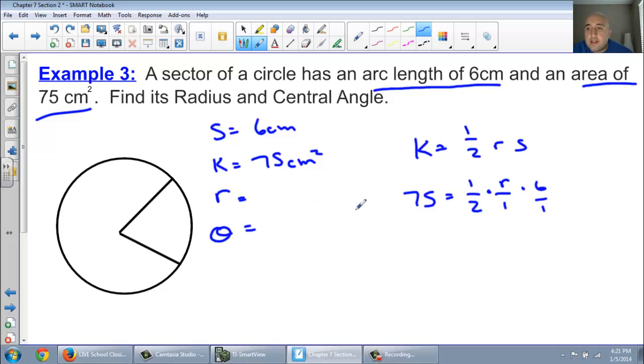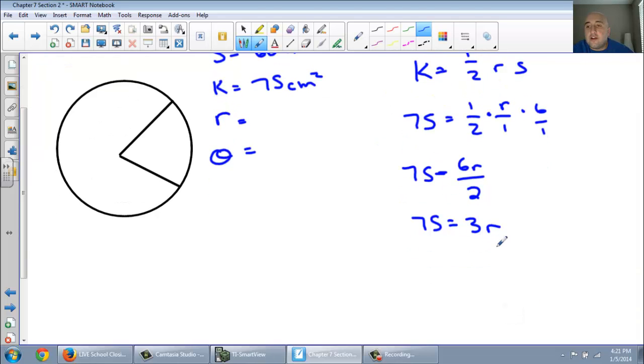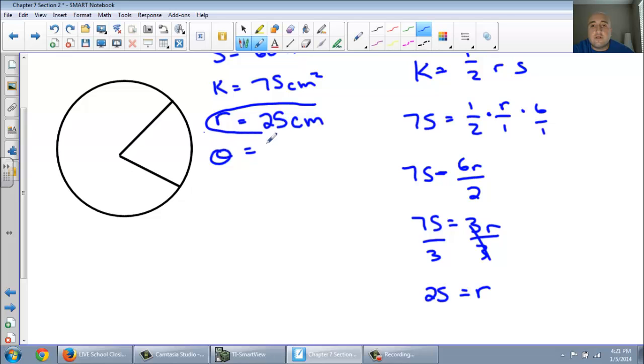All right, so let's see what the right-hand side is equal to. 75 equals, on top we have 6R, on the bottom we have 2 times 1 times 1. So really we have 75 equals 3R, because 6 divided by 2 is 3. So what's my R? Divide both sides by 3. R is equal to 25. So remember, what's our unit for radius? If K is centimeters squared, then our radius would just be centimeters. So there is our one answer that we need.